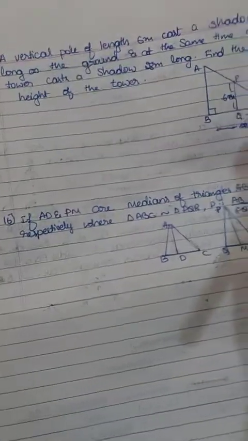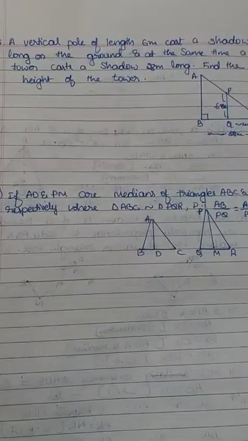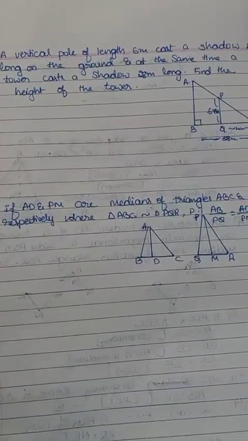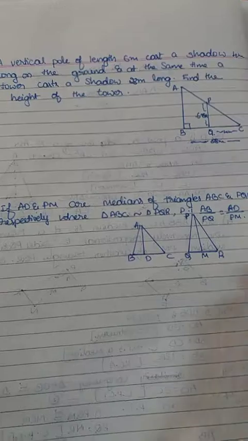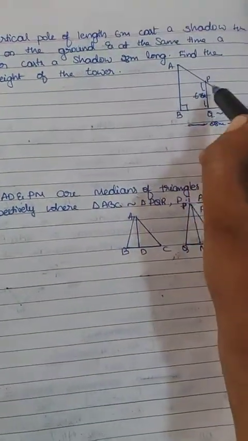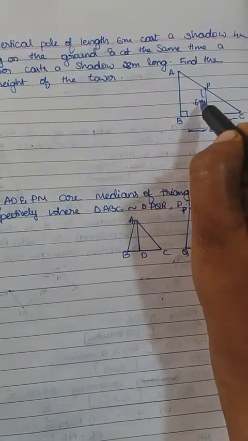15th sum in this. A vertical pole of length 6 meters casts a shadow. Consider this is a pole, PQ is a pole, length 6 meters.